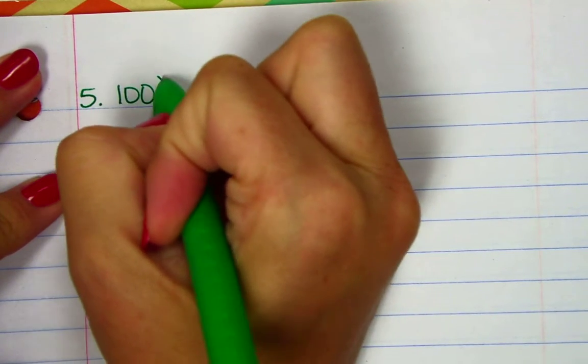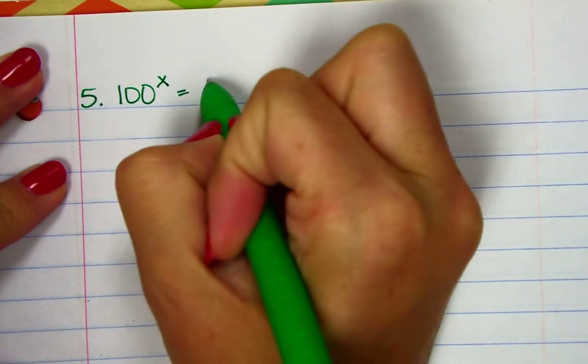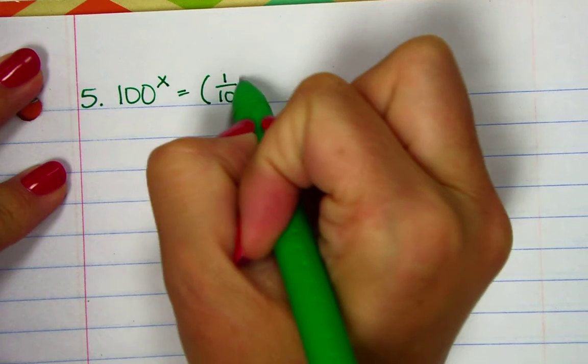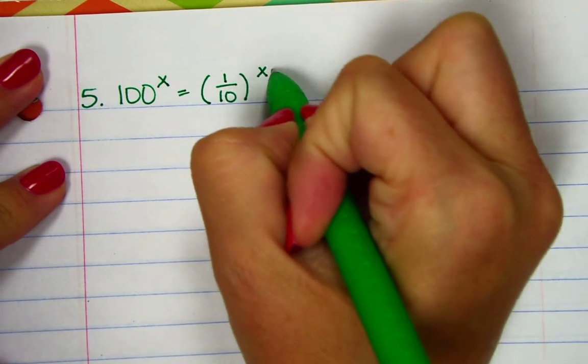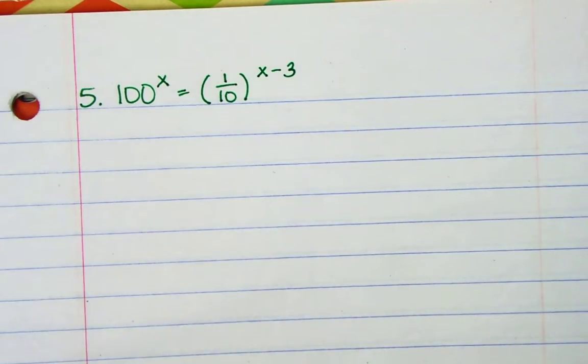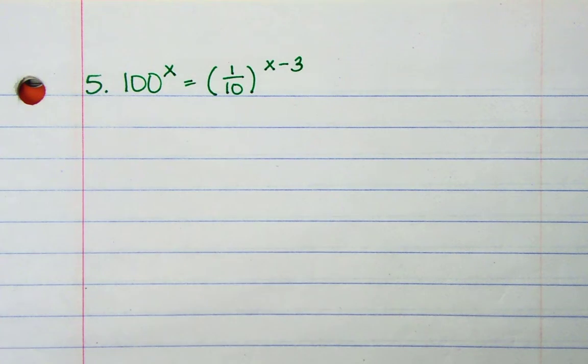100 to the x power equals 1/10 to the x minus 3. Right, so again, no common base, right? Of course, we like to start off easy to show you the basics, but then you're going to have to use some of your current or prior knowledge.